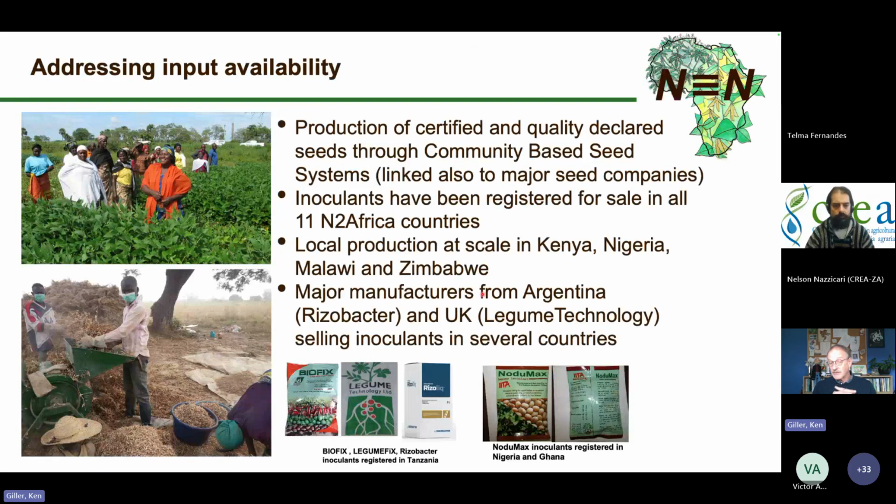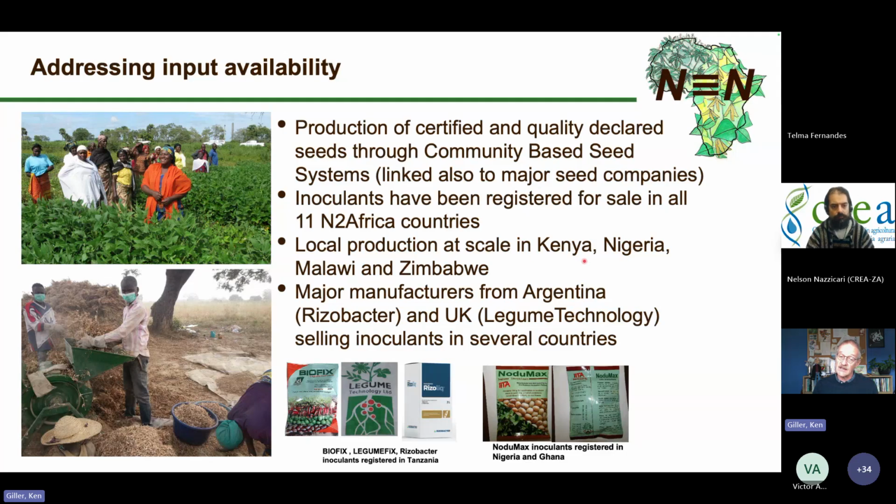But one of the biggest problems that we faced was getting the inputs to farmers. And this remains a huge problem in Africa. We worked on seed delivery systems through community-based seed systems in many places, but also linking to seed companies. Inoculants were registered for sale in all of the countries. When we started, there were no requirements for registration, no systems for registration in the countries where we were working.